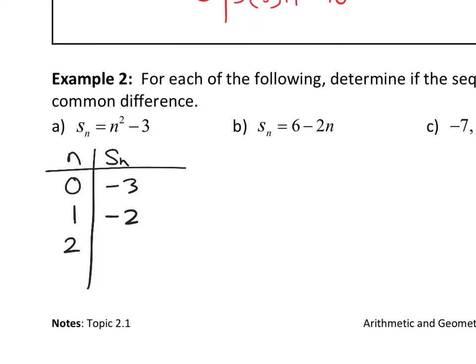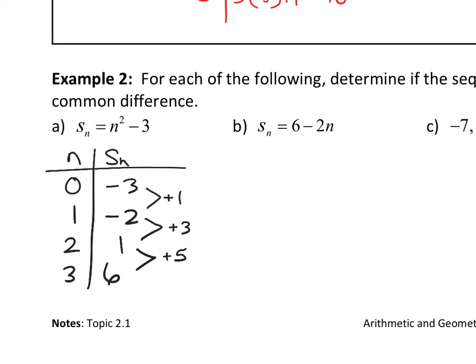Okay, if we plug in 2, 1. If we plug in 3, 6. 3 squared is 9. 9 minus 3 is 6. Okay, we look at these outputs. What is the change in the outputs here? Between negative 3 and negative 2, we'd have to add 1. Check. Between negative 2 and 1, what's the change? Plus 3. Between 1 and 6, what's the change? Plus 5.